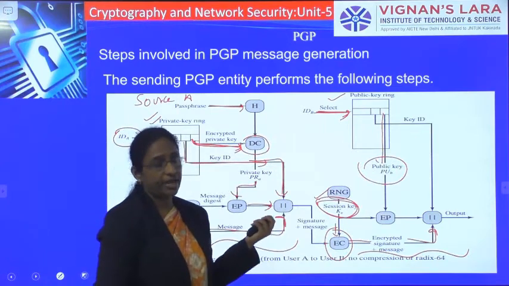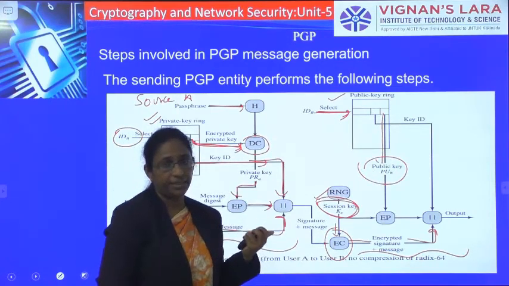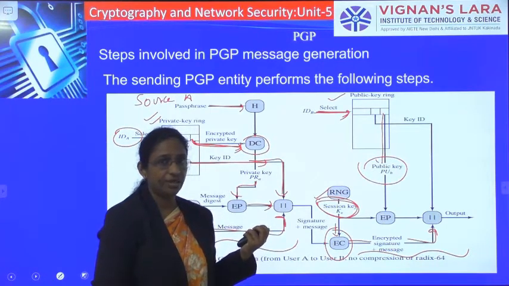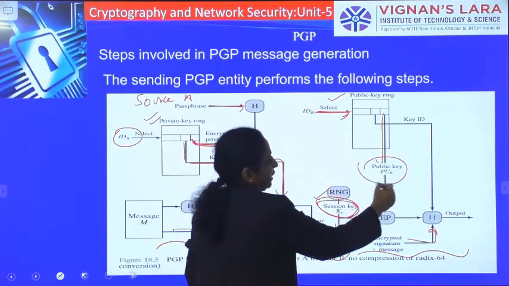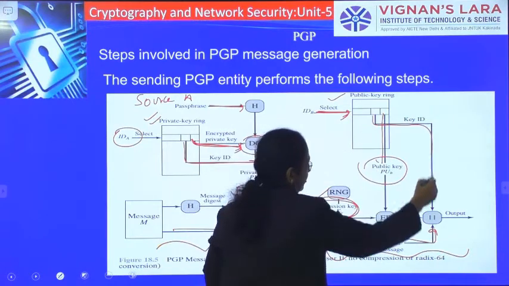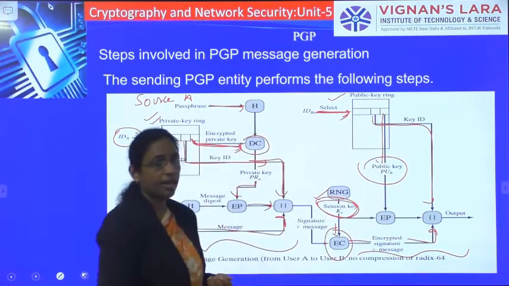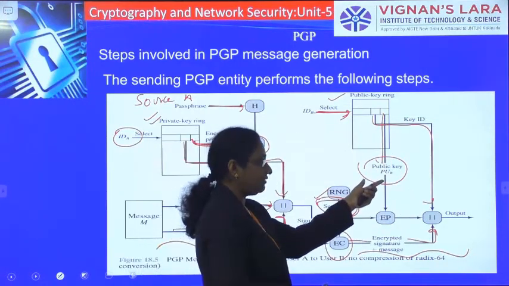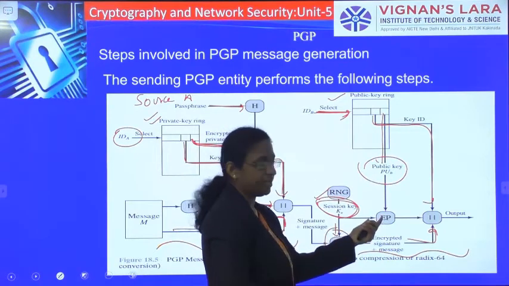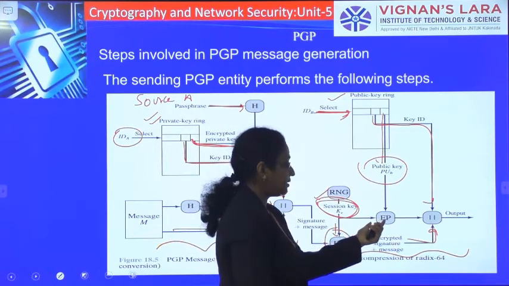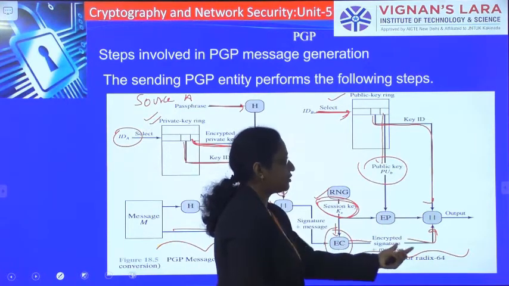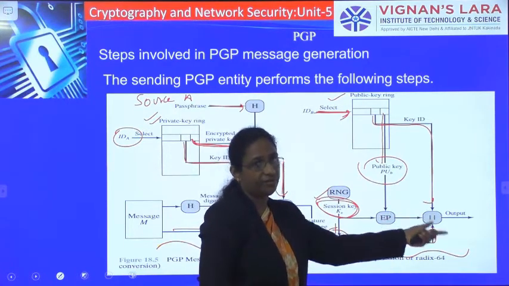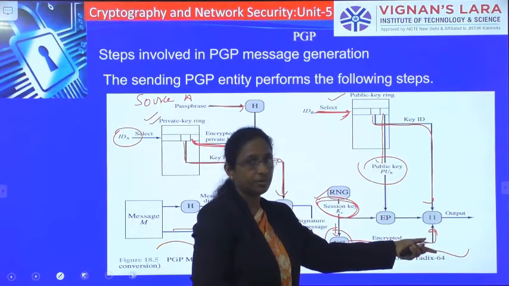Already we have seen the public keyring, where the public keyring maintains the public key of the entity. So from that you will be taking the public key, and also the key ID. Then by having this public key, the session key will be encrypted, and then this encrypted session key, key ID and the signature will all be attached, and we will be getting a final one.